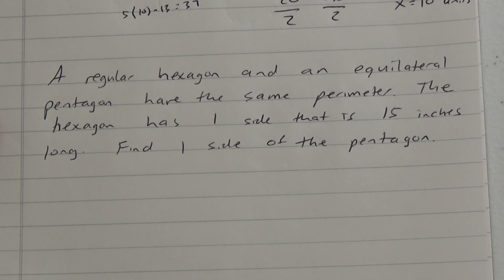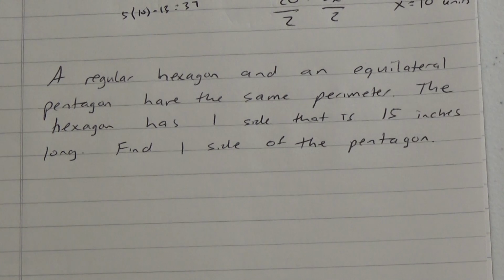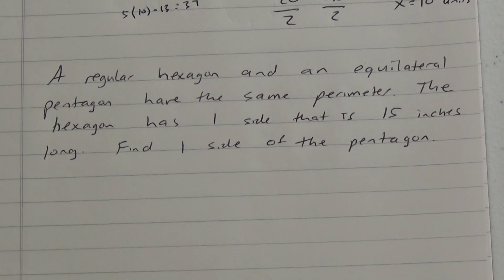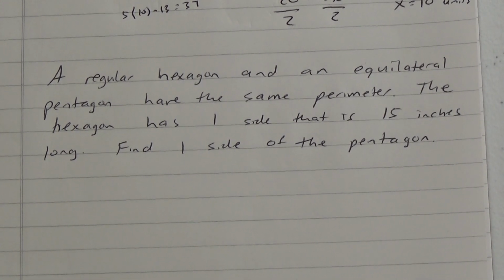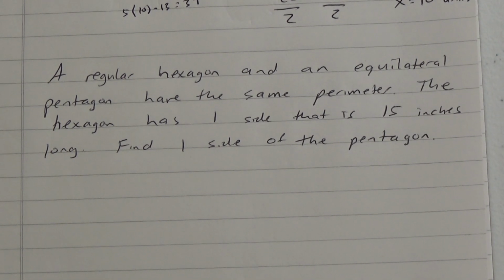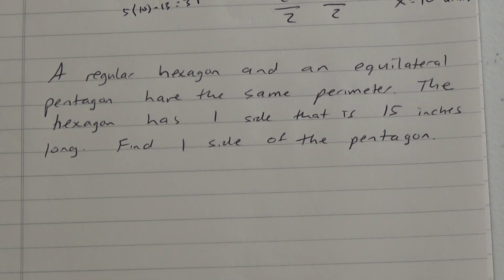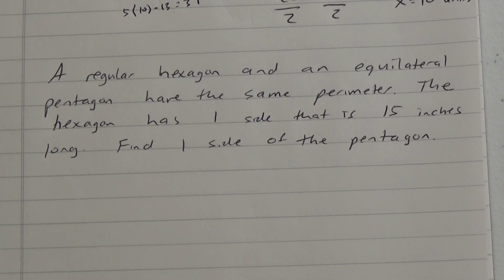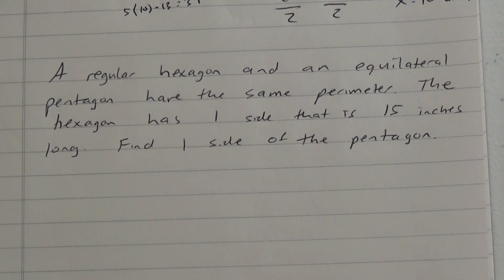Copy this one down. A regular hexagon and an equilateral pentagon have the same perimeter. The hexagon has one side that is 15 inches long, so find one side of the pentagon. Copy that down, hit pause, and solve it, and then come back and check your work. All right, you should have copied it down, you should have hit pause, done all the work. Let's see what you got.